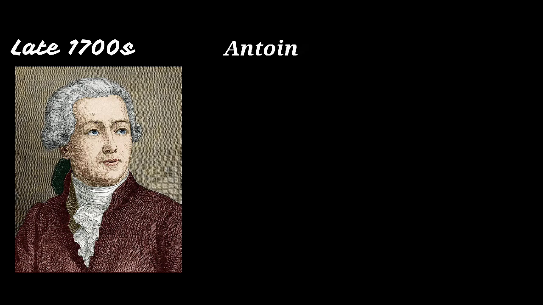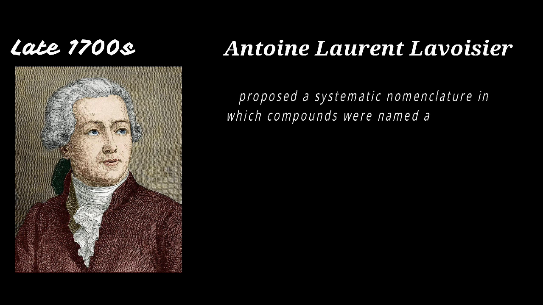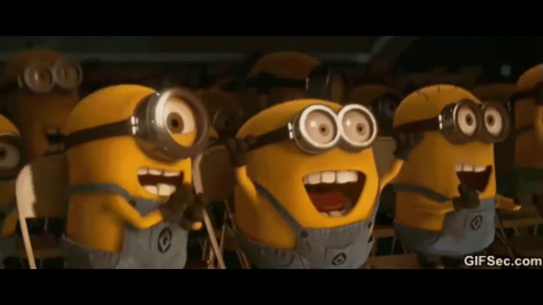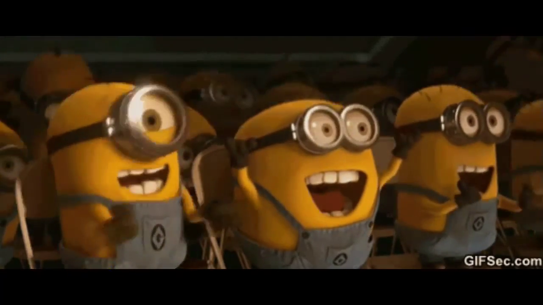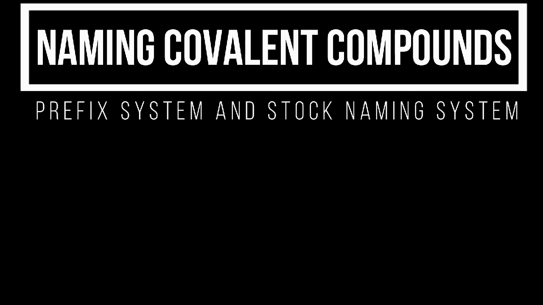In the late 1700s, Antoine Laurent Lavoisier proposed a systematic nomenclature in which compounds were named according to the elements contained in them. That basic approach has been kept over the years, even though different methods have been developed to achieve it. There are two ways to name covalent compounds: the prefix system and the Stock naming system.